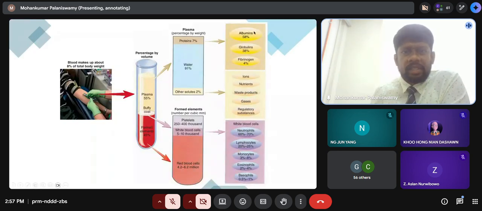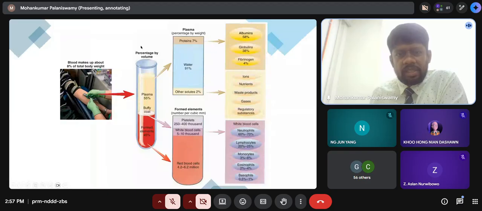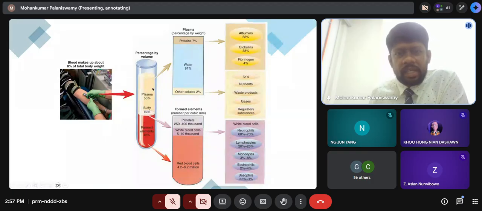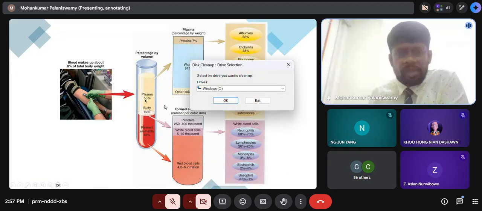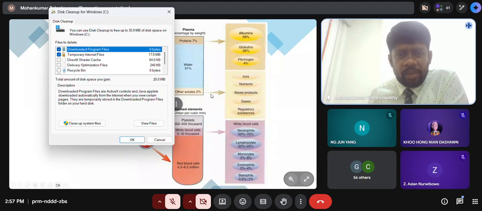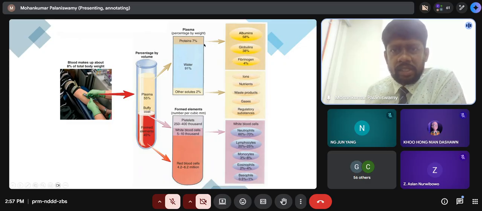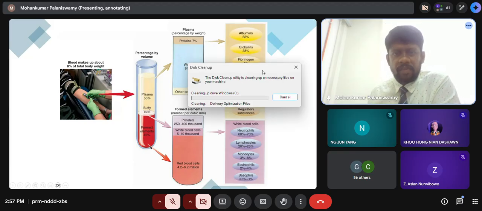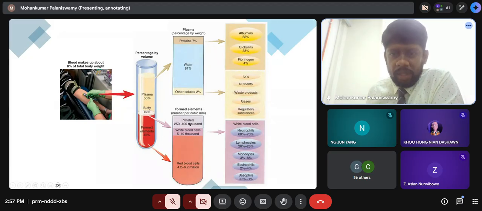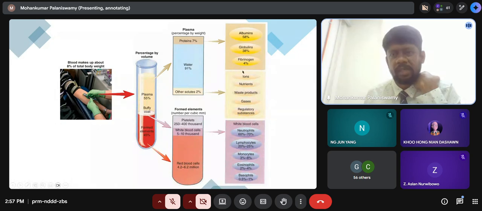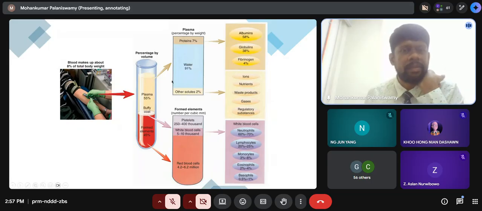Next, this is what I mentioned, the centrifuge test. So here a person is donating the blood. After centrifuge test, this is how it looks like. At the top, we have a transparent fluid-like thing that is called plasma, which contributes to 55%. At the bottom, we have the formed elements. This plasma consists of proteins, water, and other solutes, whereas the formed elements consist of platelets, WBC, and RBC. These are all the sub-classifications of the plasma and the formed elements. We will be discussing this in the upcoming slides.